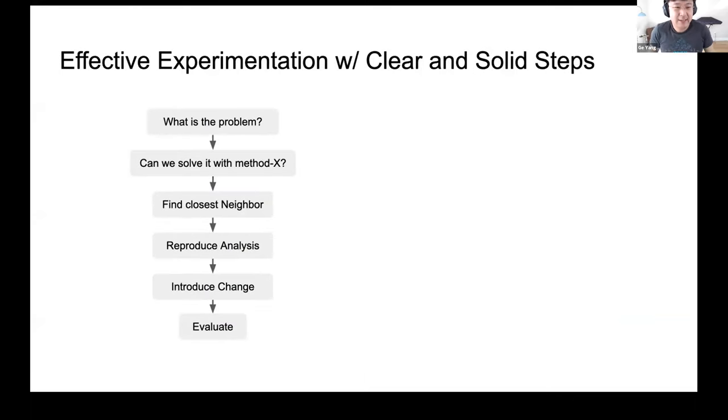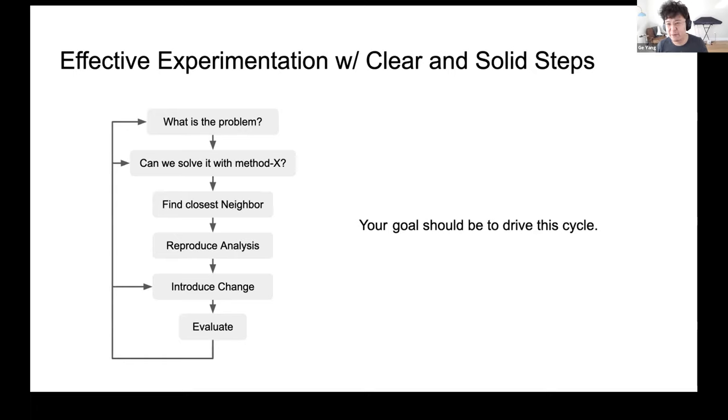For the next part, I just want to do a quick high-level summary. This is the flow we talked about earlier: start with the problem, have some intuition, find the closest neighbor, download other people's code base, reproduce the results, introduce your atomic change, and then evaluate and loop on. Your goal when you do experiments should be to drive the cycle. With every single iteration, you should be gaining some intuition of what the problem is or have better insights, and everything should be leading to measurable performance gains according to a particular evaluation metric that you think is relevant. So this should be your goal. You should be driving the cycle.